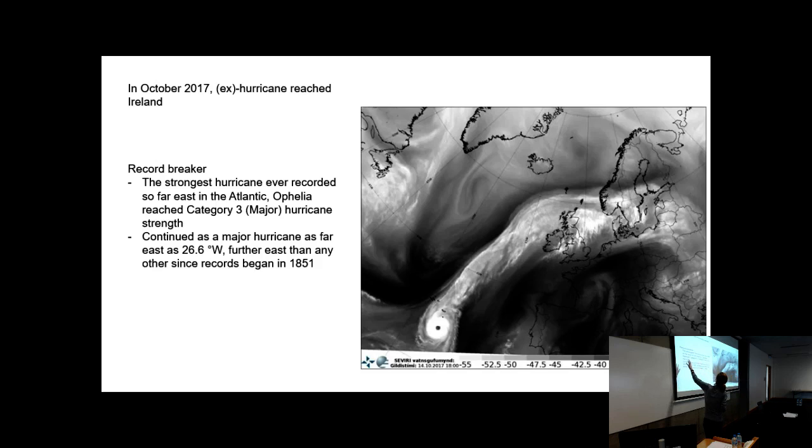It was a record breaker because it was the furthest east a hurricane had ever developed. It was actually category 3, which is quite strong for a northerly hurricane. And it continued as a hurricane for quite a long time period. We're looking at October 2017, which hopefully for students is not that long ago. They probably remember that the schools were closed for 2 days.